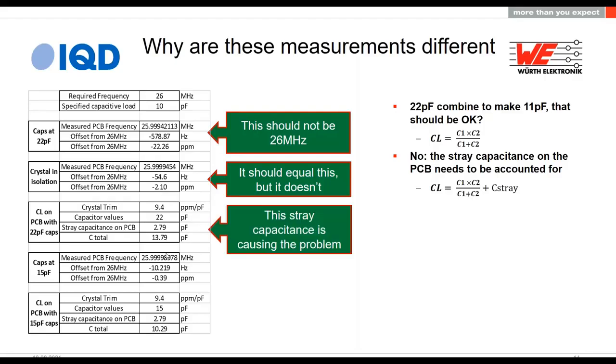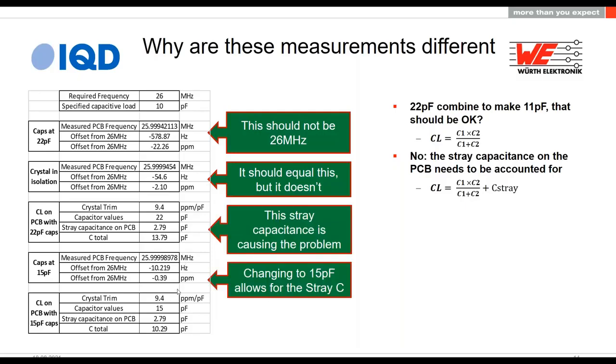The problem is the stray capacitance, and because we've calculated the trim value in our measurements, we know how many ppm the crystal is going to shift if the capacitance is wrong. So we can do a bit of maths and calculate what the total is that you're seeing on the PCB, and it turns out it's about 13.8 picofarads. So it's a little bit higher than the 10 picofarads, and it's even higher than our 11 picofarads. And now we can see we've got a stray capacitance of 2.8 picofarads. Yeah, and that's what's causing our problem.